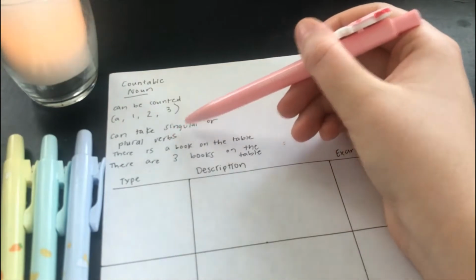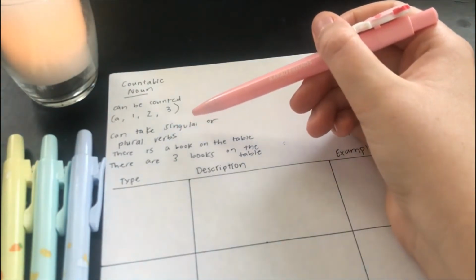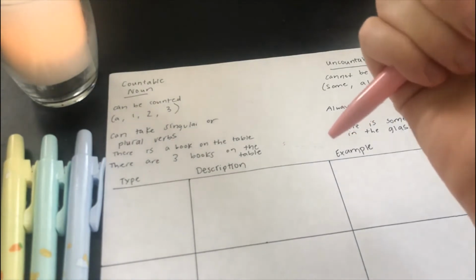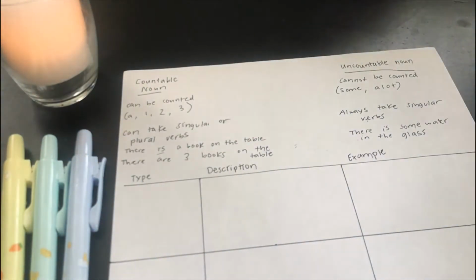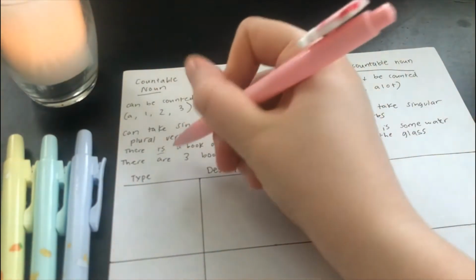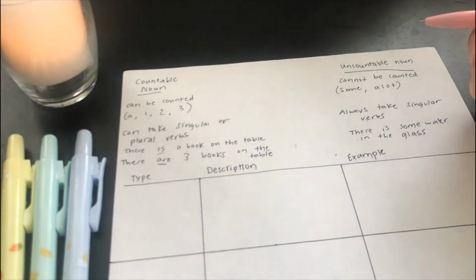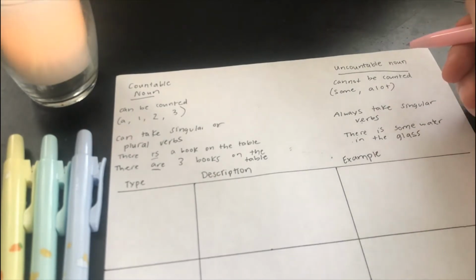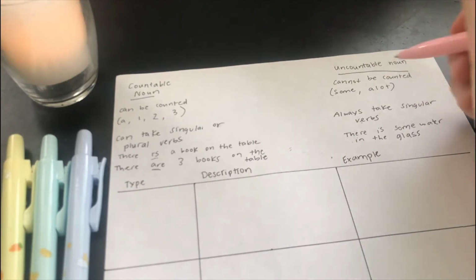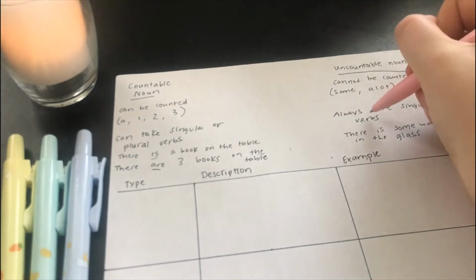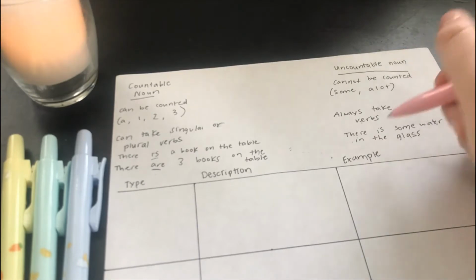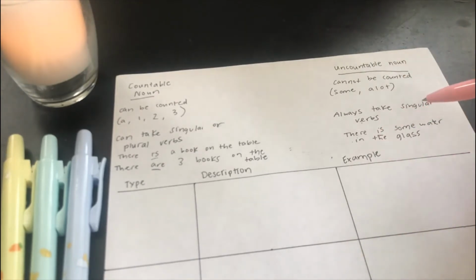You can use a countable noun with singular or plural verbs. For example, if it's a singular verb, there is a book on the table. If it's a plural verb, there are 3 books on the table. We also have what are called uncountable nouns. These are nouns that cannot be counted. So sometimes we're going to use words like some or a lot. These always take singular verbs. For example, there is some water in the glass.